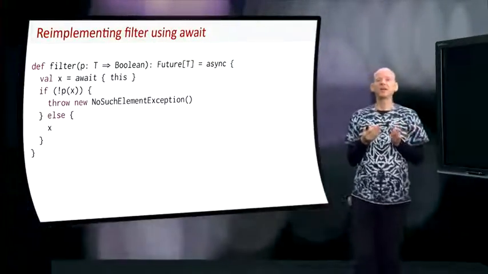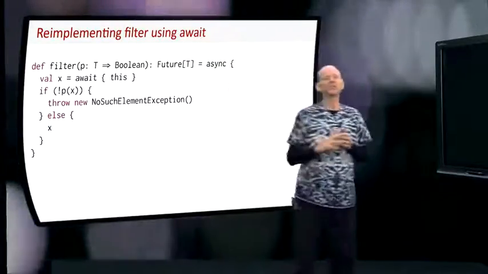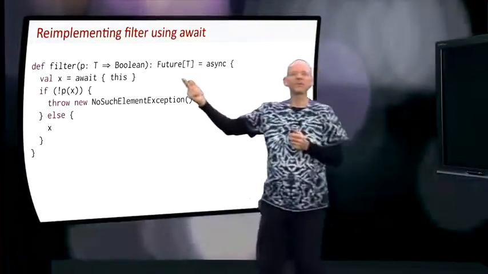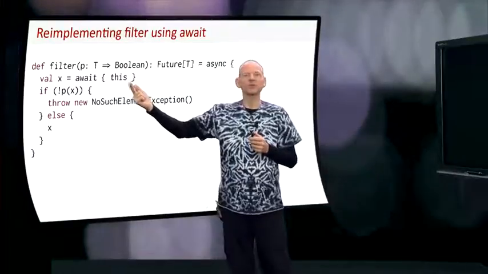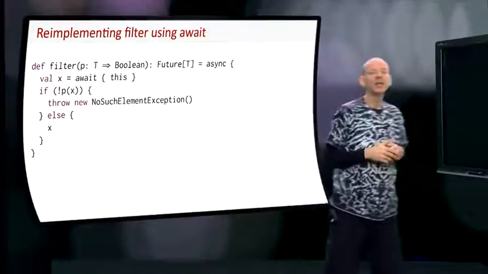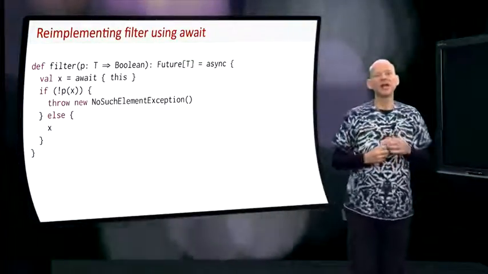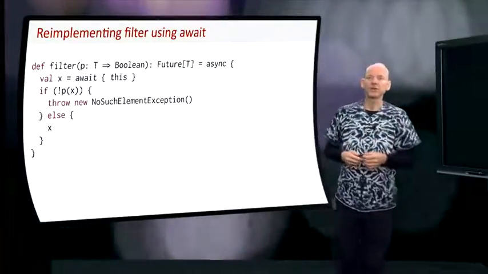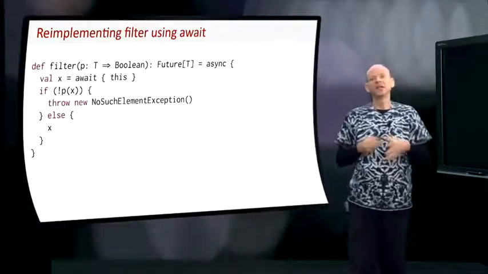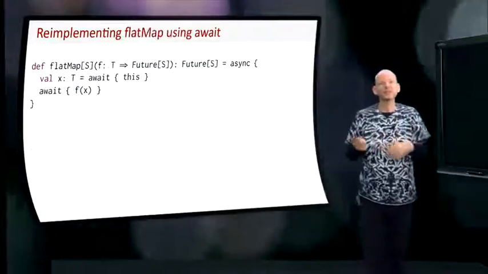Now let's look at how we define filter using async await. Again, look here, we have the async block, and what we can do now is we can await ourselves. So this was of type Future of T. So when I await that, I get a value of type T, and then I just check if p holds, then I return x, and otherwise I throw an exception. Now this looks really, really simple because this is the way you think about filter. Filter is something like a conditional.